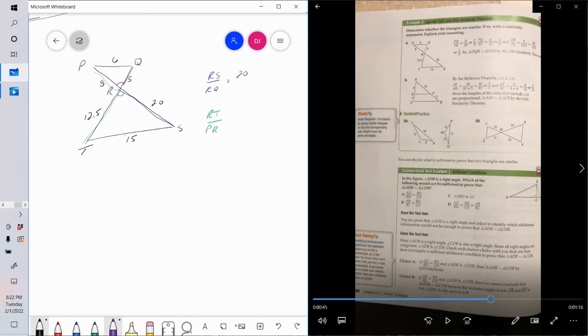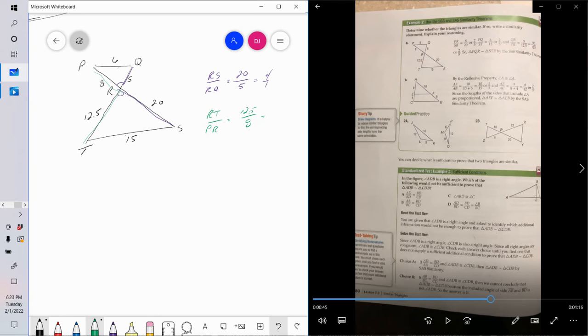So RS would be 20, RQ would be 5. That's 4 over 1. RT over PR is 12.5 over 8. And I can tell that that's not going to equal 4 over 1. I'm not going to get a constant scale factor. Now be careful. Don't give up here and say, oh, therefore the triangles are not similar. Look for a different pair. That's not going to work.